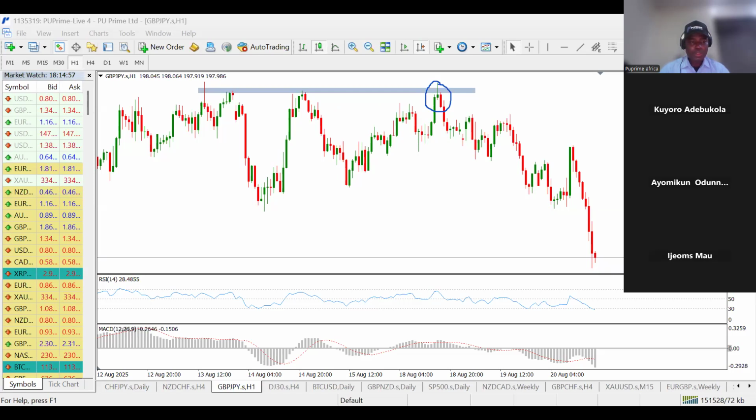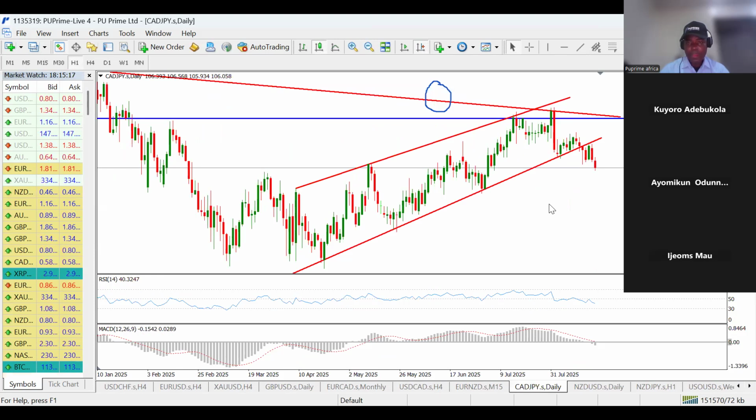Now the next pattern I want to show us is the engulfing candlesticks, and I'll start with the bearish engulfing candlestick pattern. And we're going to look at the CAD JPY. Now this is a CAD JPY on the daily time frame. A couple of weeks back, we have this pattern that formed here, a bearish engulfing candlestick.